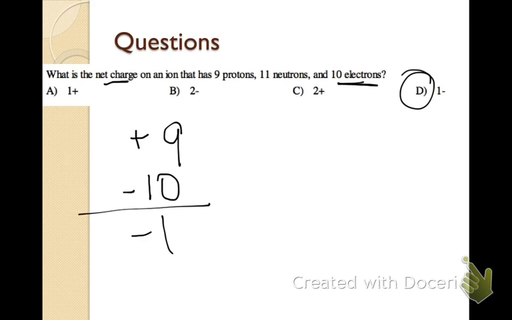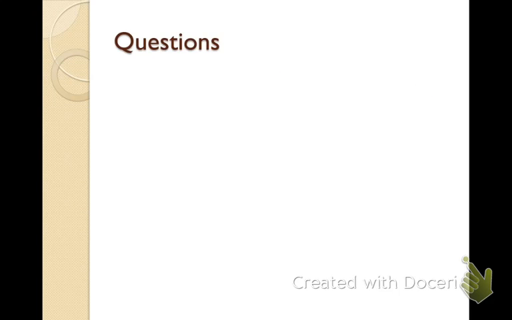The way that they're going to try to trick you is putting in those neutrons. They want you to assume the neutrons have something to do with the charge. It doesn't, because it's neutral.